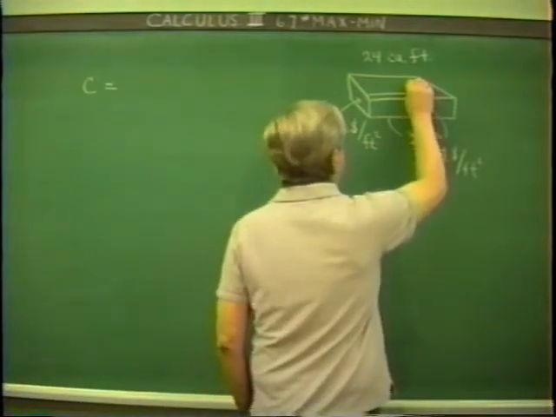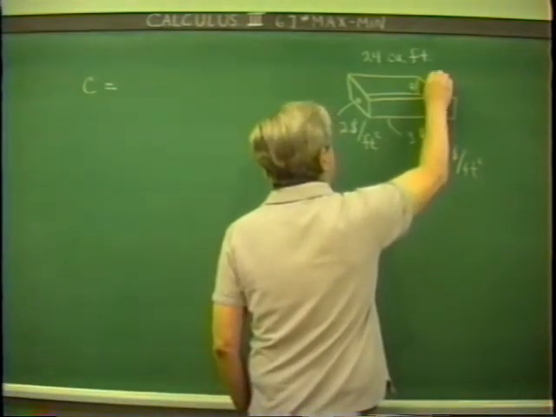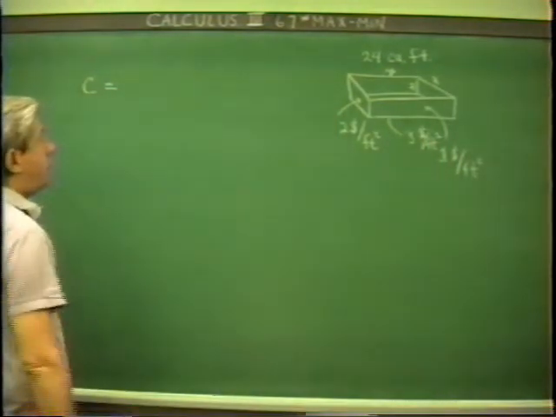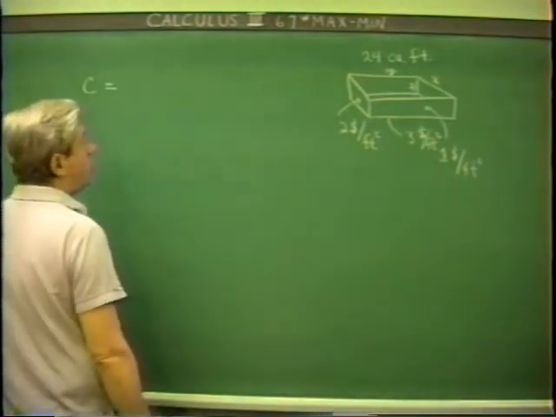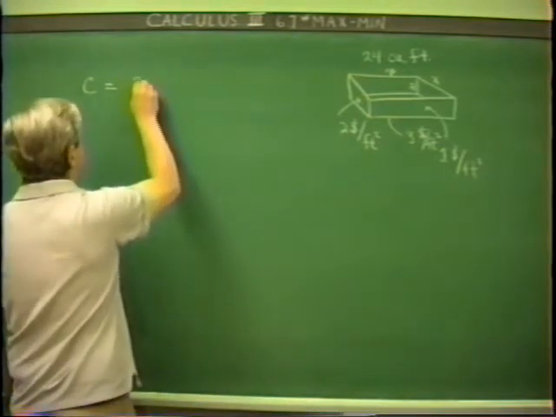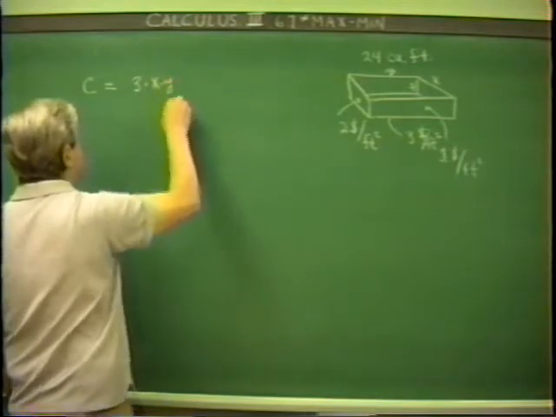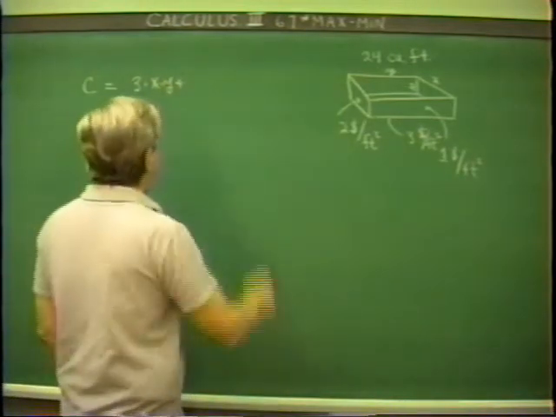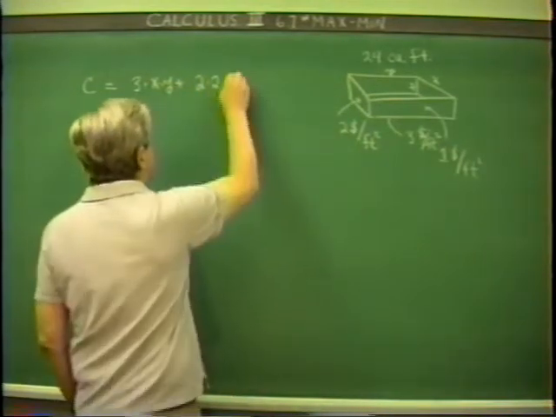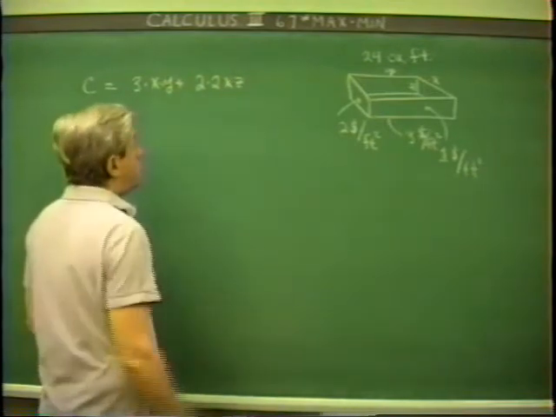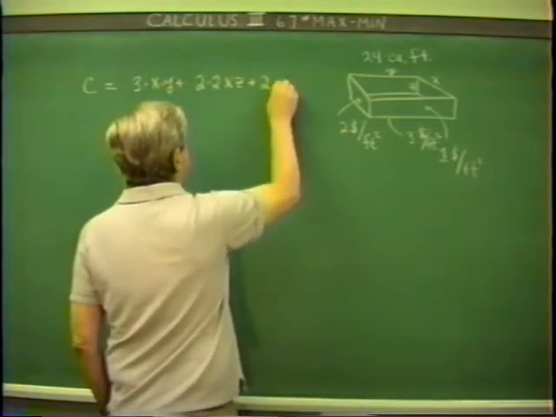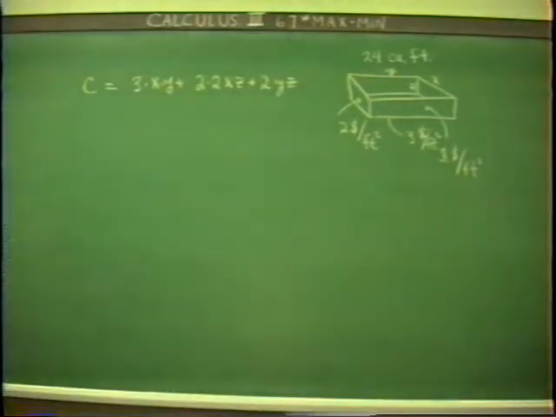We've got the cost is equal to, if we label the upward direction z, let's say, the forward one x, and the one to the right and left y, then the cost is going to equal what? $3 times xy for the bottom, plus 2 times $2, because there are two ends to the box, times xz, plus 2 times $1 times yz.